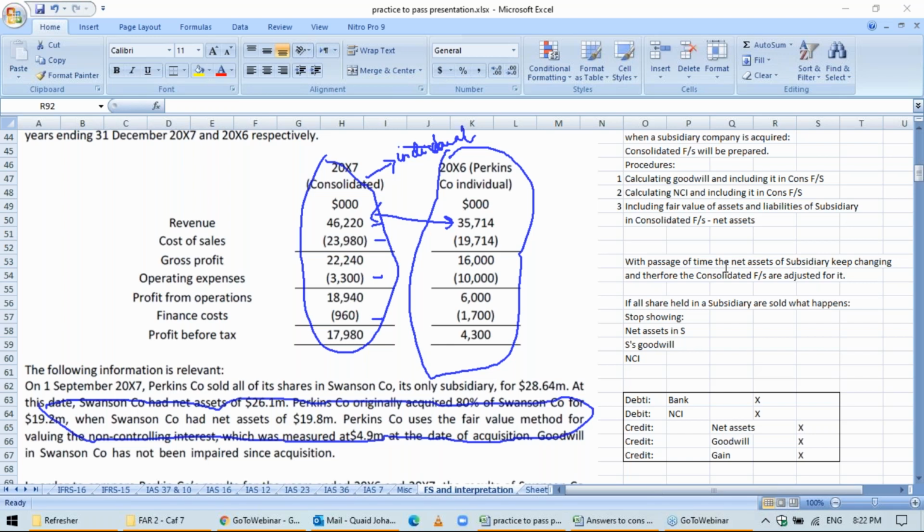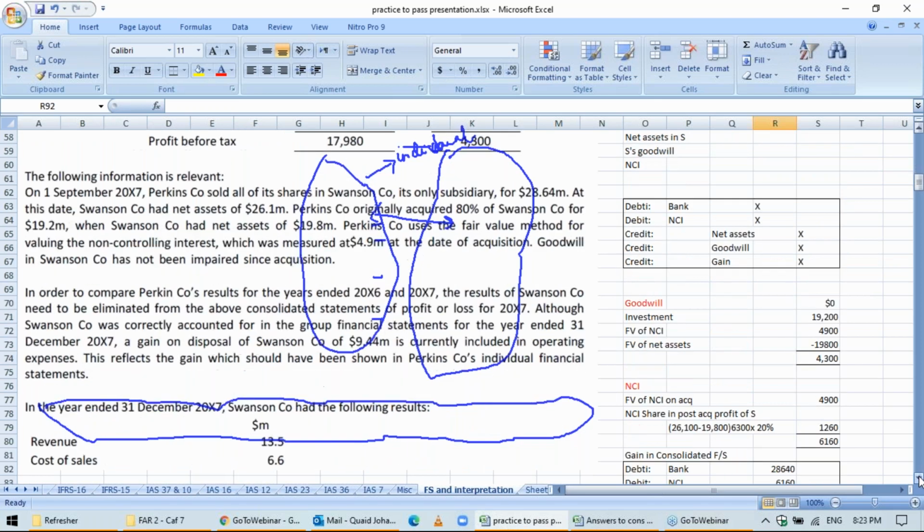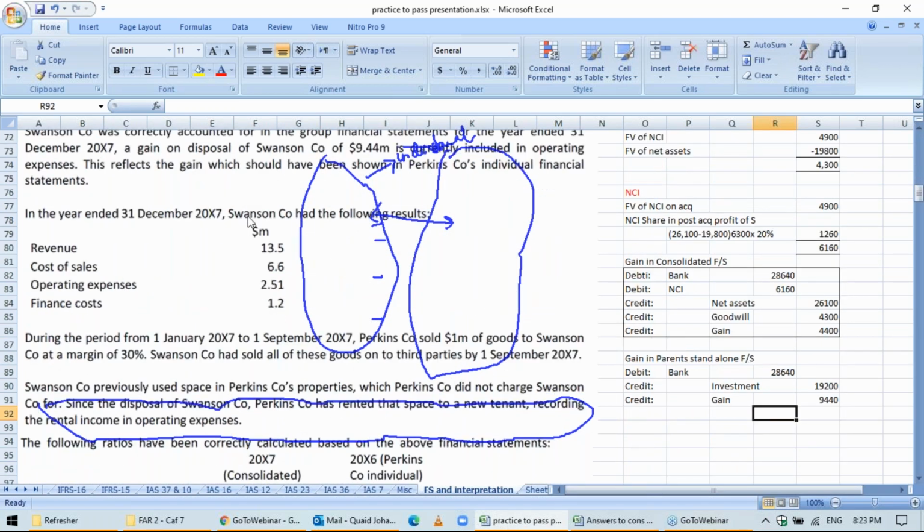Yes, there is a question to calculate the gain in the parent's financial statements only. So I'll do it first and then move ahead. See, there's a simple thing in there. When the parent purchased the investment in subsidiary, what entry would he have made? He would have debited the investment in its standalone financial statements and credited bank at that time, right?